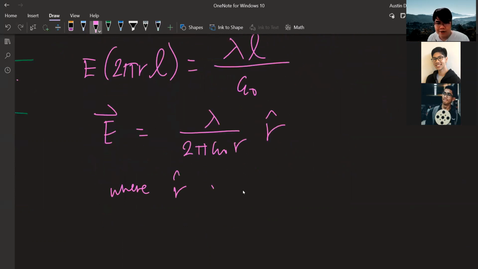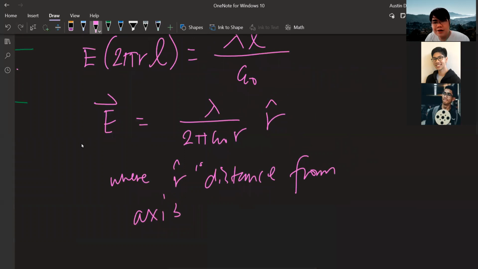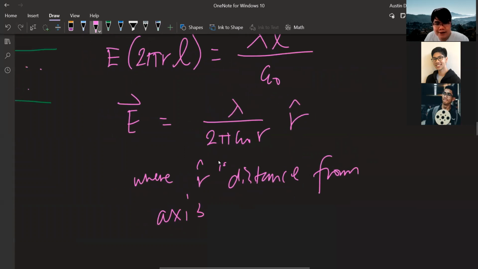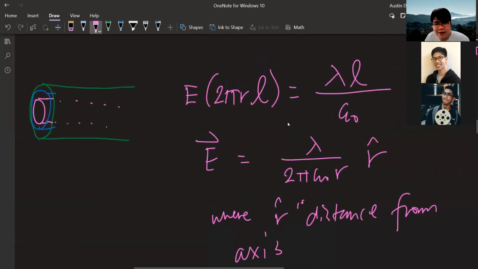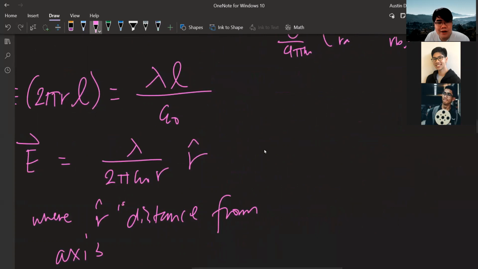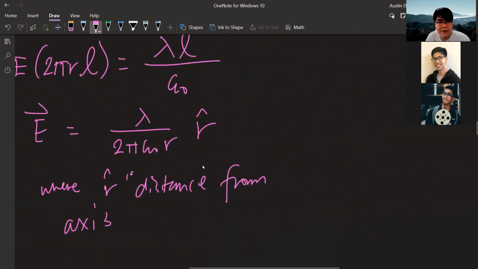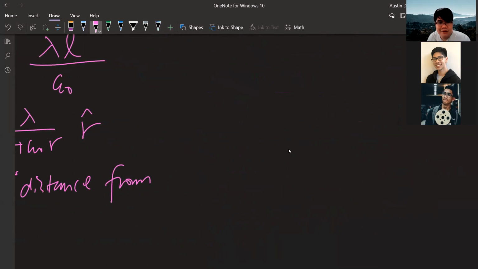where r hat is the distance from the axis. Okay? I just need to define r hat because we might get confused with the spherical coordinate system that uses r. Okay? Okay. And from that, I would get my potential.